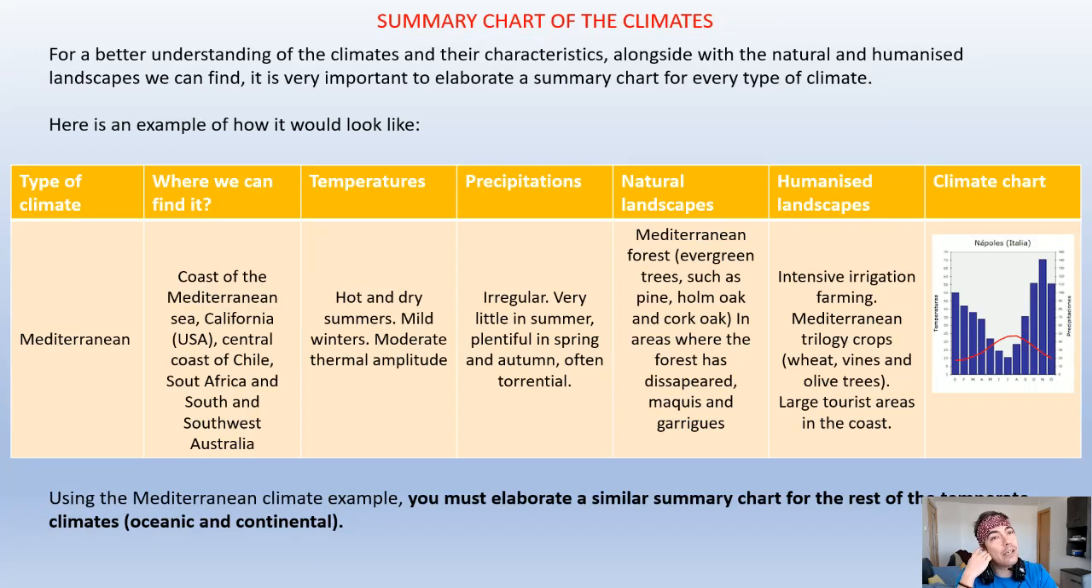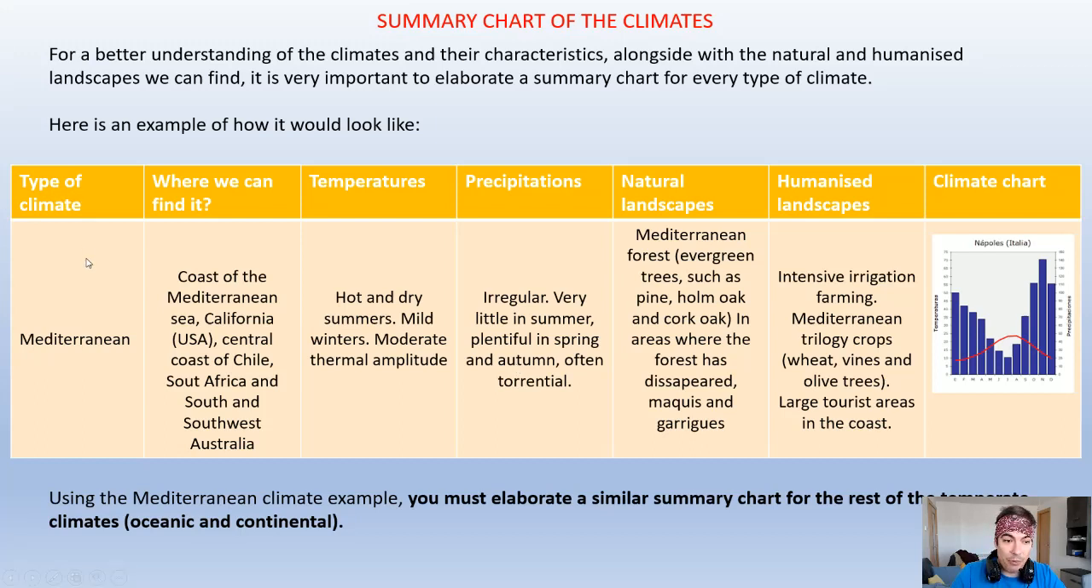So what do I want you to do in this unit? What tareas, what tasks? I want you to make these summary charts of climates. Why? Because it is easier for you to understand the climates, and we are going to need the characteristics of each of the climates for further activities. So it is important that you do summary charts, a tabla resumen, of each of the climates we are going to study. Here is an example of how they should look.